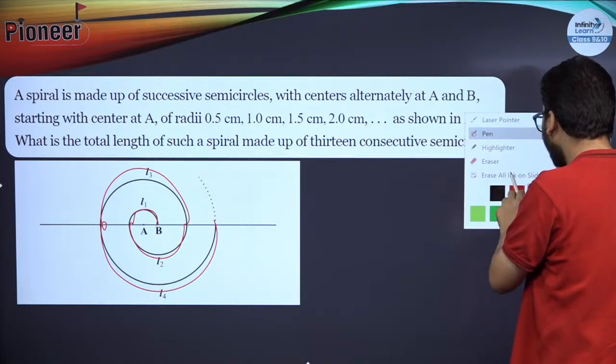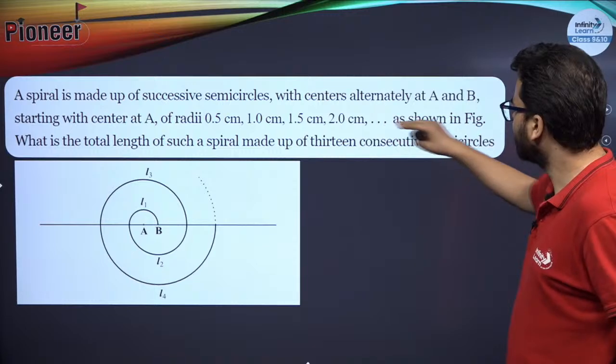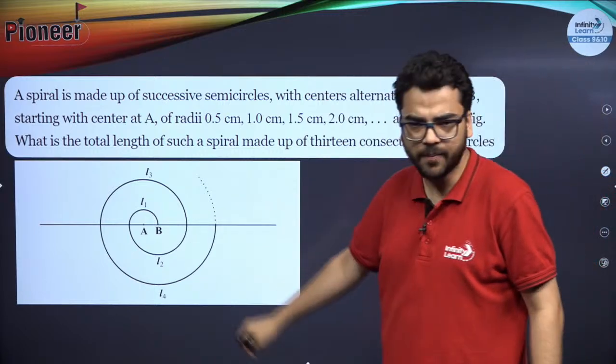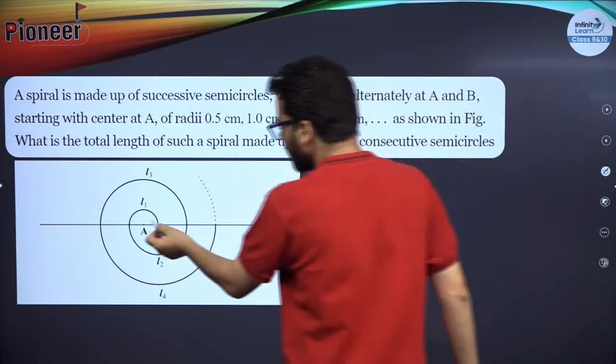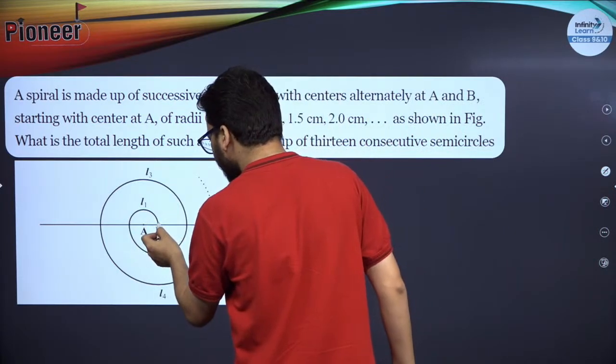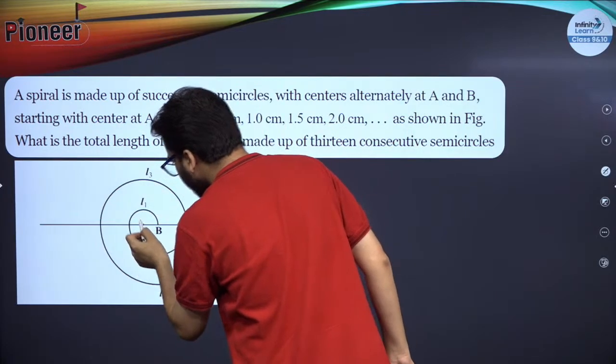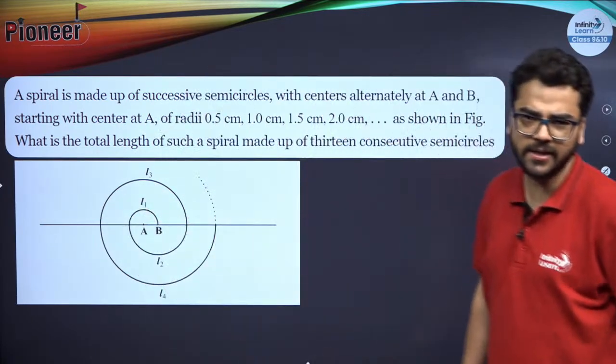With centers alternately at A and B, right? So these are the centers. You see A, B: for this semicircle, this is the center, for this semicircle, this is the center, and so on, right? I hope it is clear. It's a simple thing.